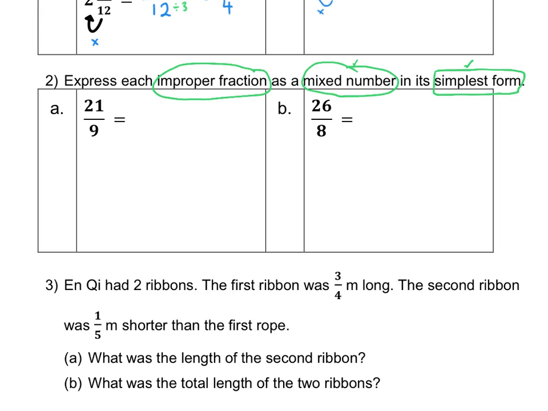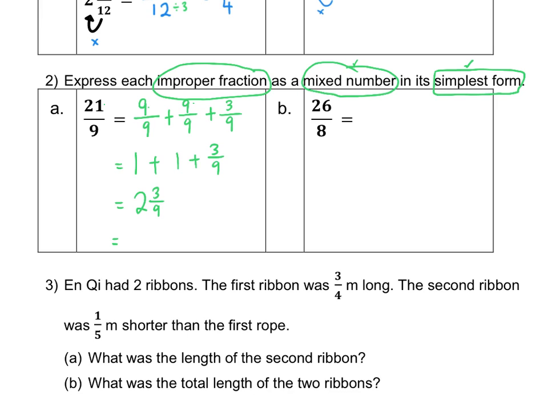So we take out as many wholes as you can from 21 ninths. You have 9 ninths plus 9 ninths. 9 plus 9 is 18. 18 plus how many more will give you 21? 18 plus 3. Okay, so 9 ninths is 1 whole, 9 ninths is 1 whole, plus 3 out of 9. So you have 2 wholes and 3 ninths.